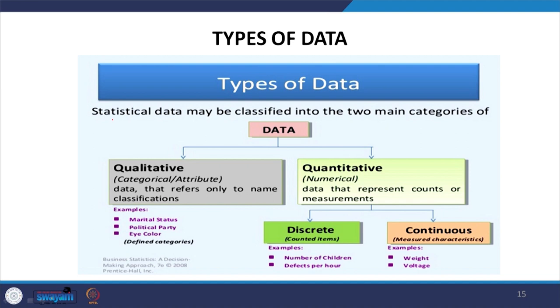Okay, so that is the beauty of the data set. Now, qualitative data are generally called categorical data or attribute-based data, and these are generally, for example, marital status, belonging to a political party, eye color and gender of a person.